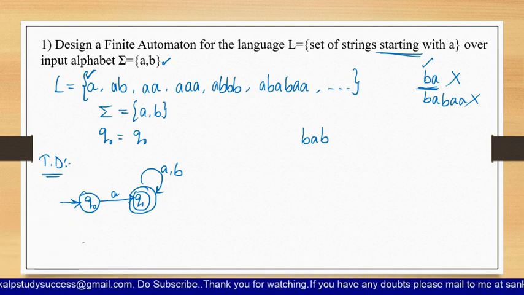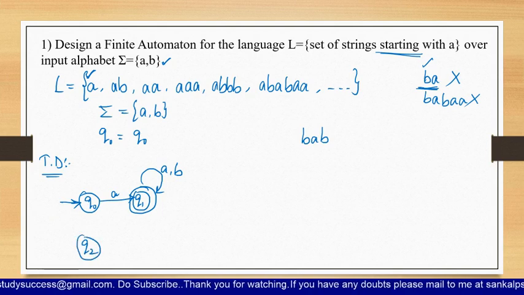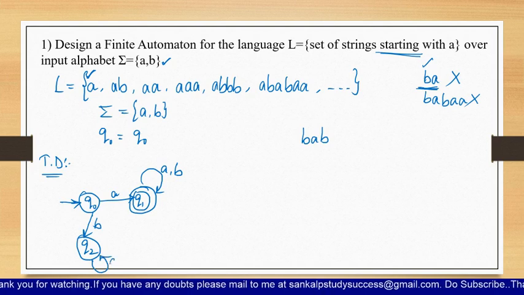So let us take one more state, Q2, which is not the final state, and if you apply B to Q0, it reaches Q2, which is not the final state. And again coming to the definition, for each and every state you are going to apply each and every input symbol. That means for Q2 also, if you apply a self loop of A comma B, then it becomes a DFA.